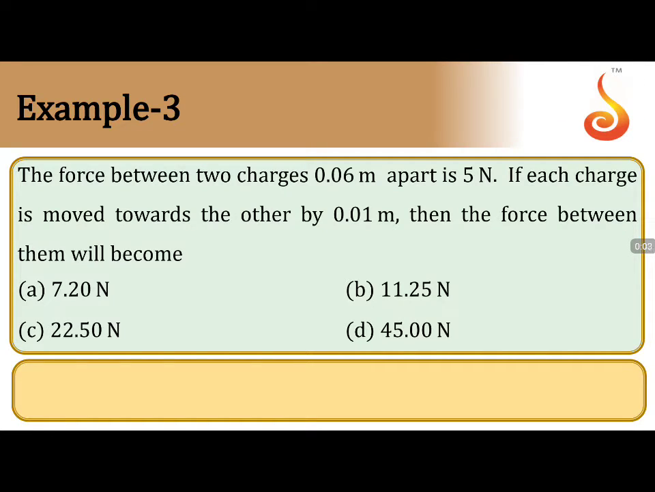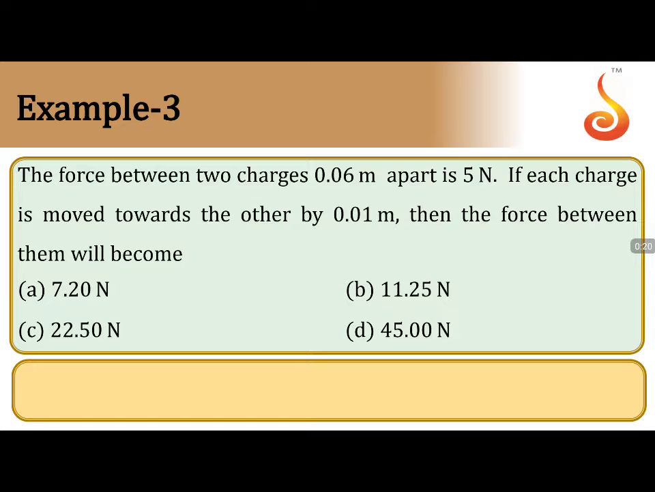The force between two charges, which are separated by 0.06 meter, is 5 Newton. If each charge is moved towards the other by 0.01 meter, then what will be the new force between them?